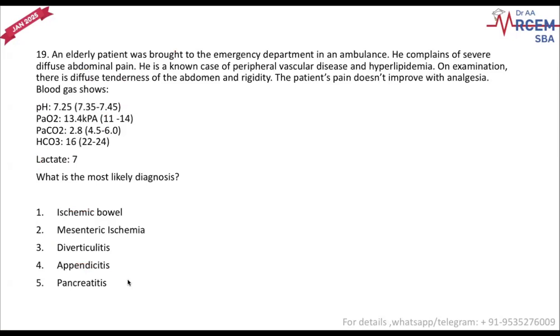Elderly patient brought to the ED. He complains of severe diffuse abdominal pain. He is a known case of peripheral vascular disease and hyperlipidemia. On examination, there is diffuse tenderness in the abdomen and rigidity. The pain doesn't improve even with analgesia.